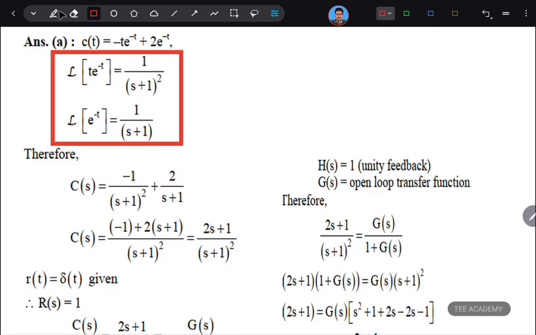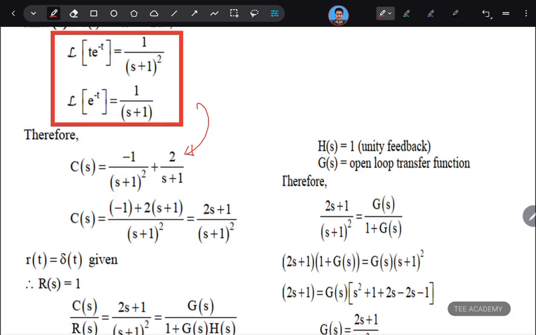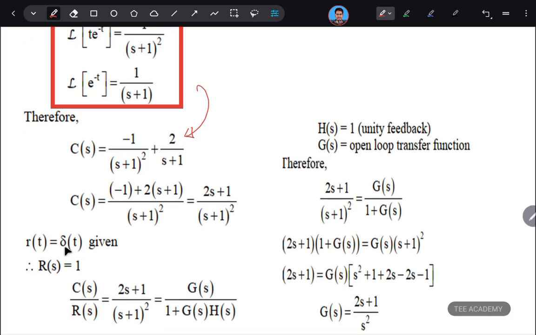So I am applying these formulas here like this. Again, on simplification, you will get C of s is equal to (2s plus 1) divided by (s plus 1) whole square. But the input given is r of t equal to delta of t. In the case of the Laplace transformation of r of t, R of s is equal to 1 here. Now C of s by R of s is equal to (2s plus 1) divided by (s plus 1) whole square, which is equal to G of s divided by 1 plus G of s into H of s.